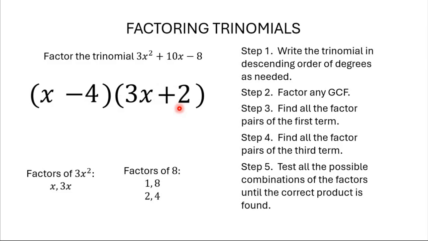Well, now the outside product will be positive 2x. The inside product will be negative 12x. When I combine those, I get negative 10x, which is very close because I'm looking for positive 10x. To get a positive 10x, I switch the sign. Instead of a negative 4 and a positive 2, I switch it to positive 4 and negative 2.